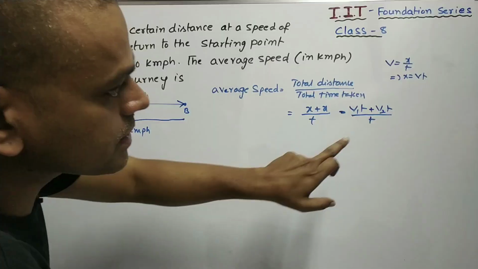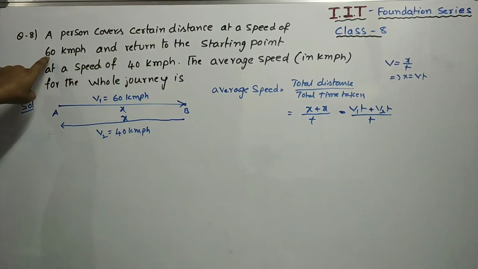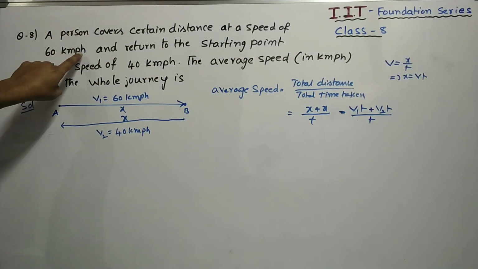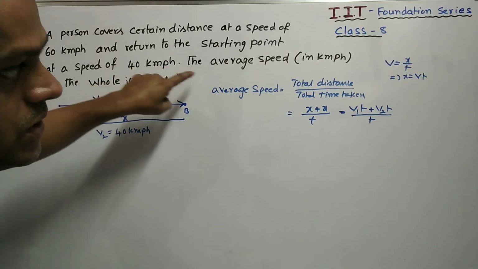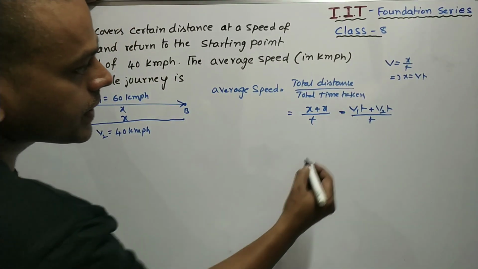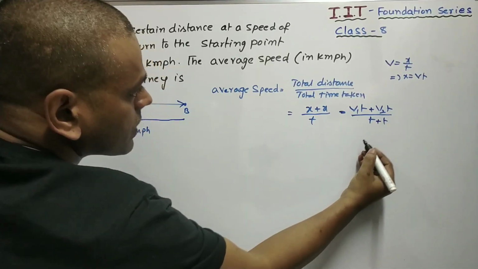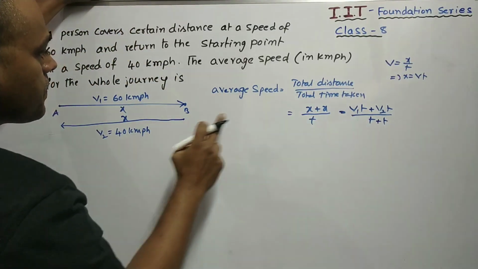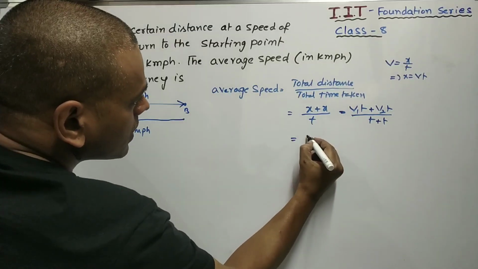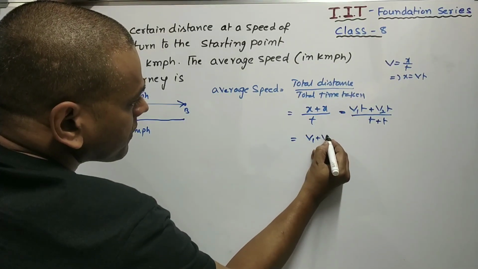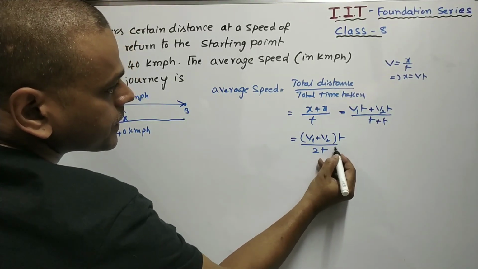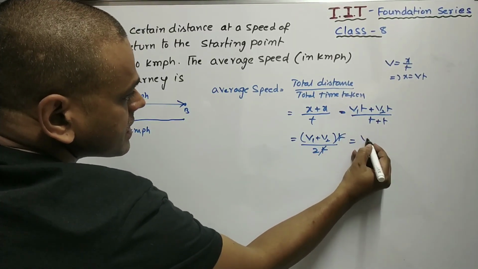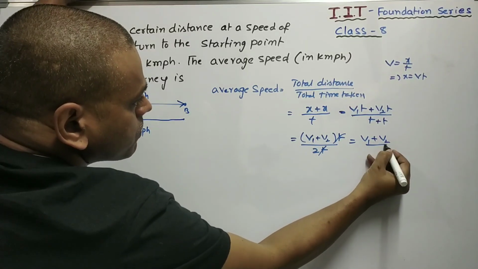Why am I taking t as the same? Because the first velocity is 60 km per hour, which means he covered 60 km in 1 hour. In the return journey he covered 40 km in the same 1 hour. That's why t becomes the same. So t plus t is the total time: A to B is t, B to A is also t. So it equals v1 plus v2 into t. Taking t common, by 2t, t plus t is 2t, so t is cancelled. Finally we get v1 plus v2 by 2.